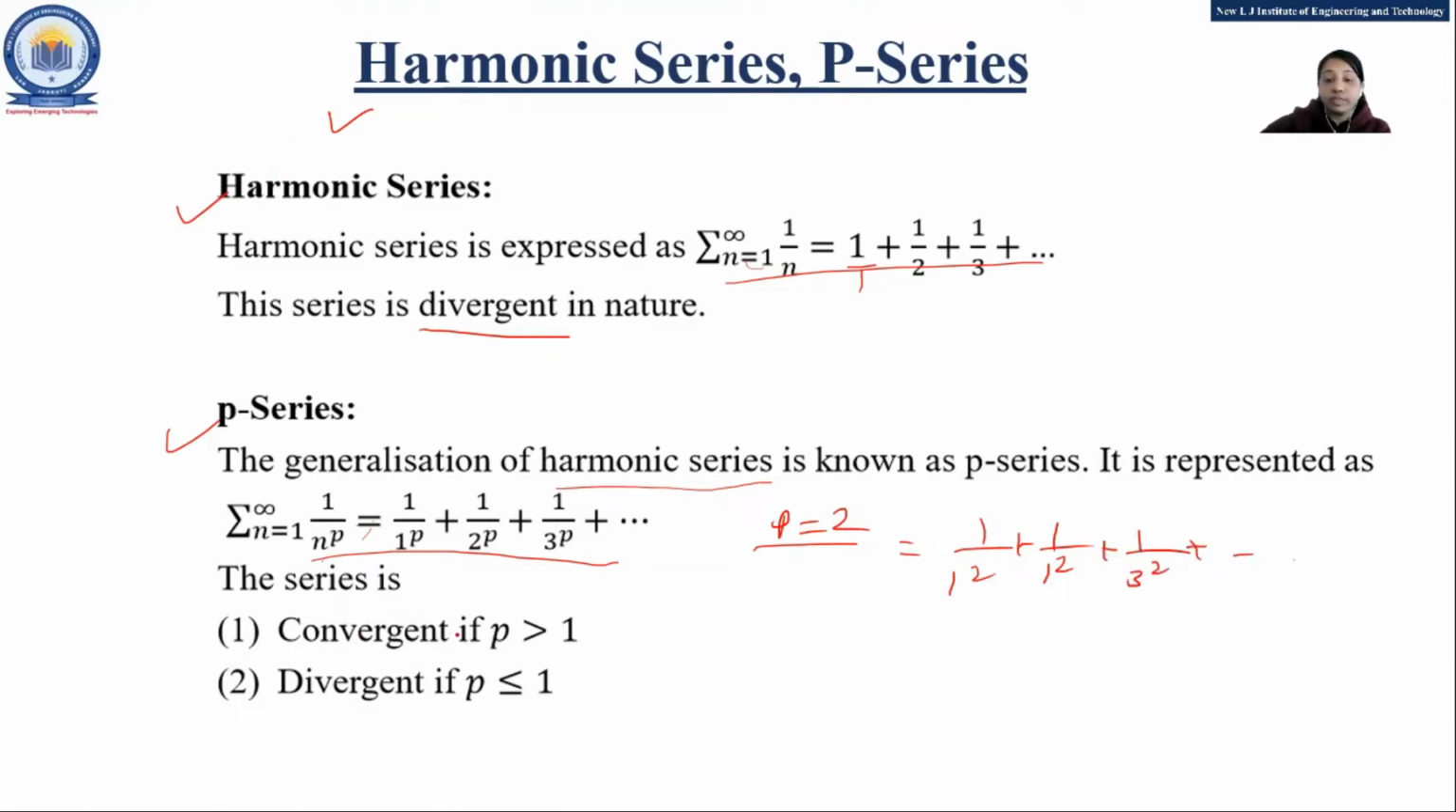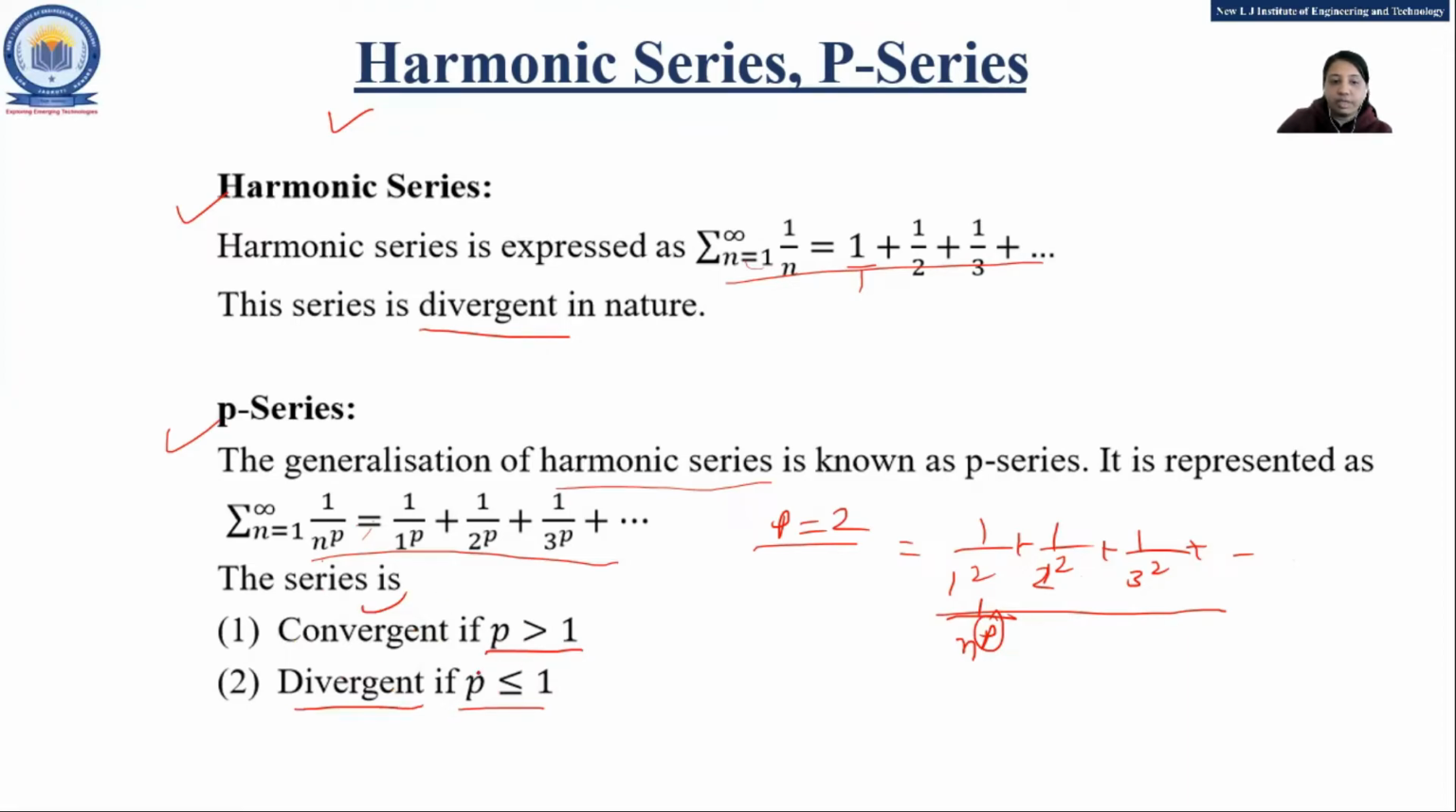So if you have this kind of series, with squares everywhere, you can compare it with 1 upon n raised to p. So the p value is 2. Now the convergence depends upon the value of p. If p is greater than 1, directly you can write that your series is convergent. If p is less than or equal to 1, you can write that your series is divergent.